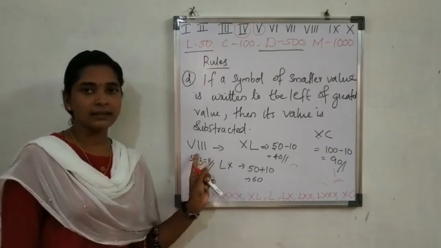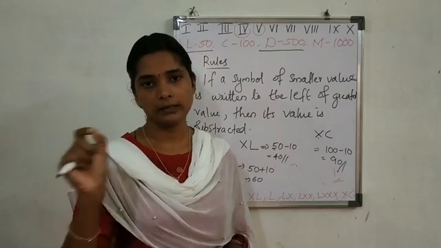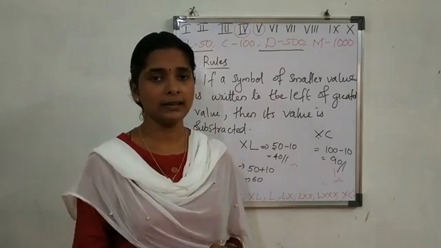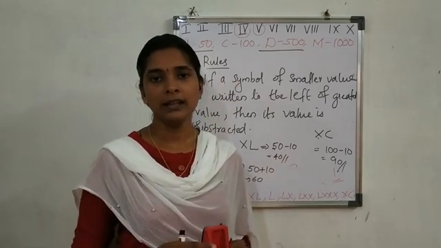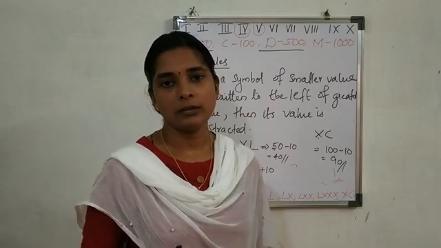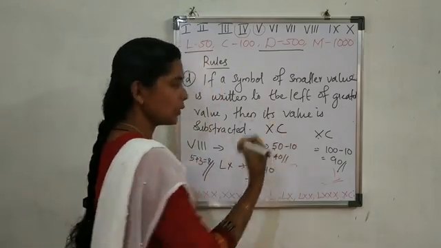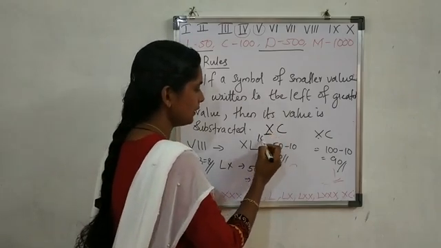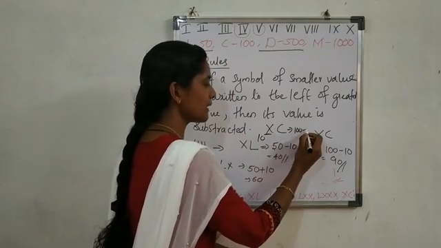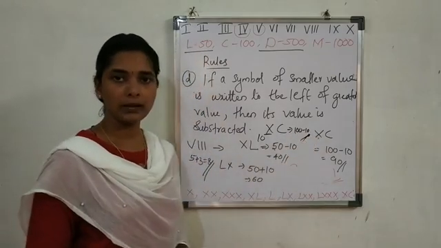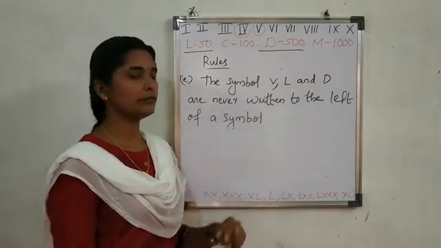When we write the smaller value to the right side of the greater one, then the value is added. If we write the smaller value to the left side of the greater one, then its value is subtracted. So just check, if two values are there, which one is greater and which one is smaller. Here the smallest one is 10, and that is written to the left side. Therefore, we have to subtract. Okay. Clear?